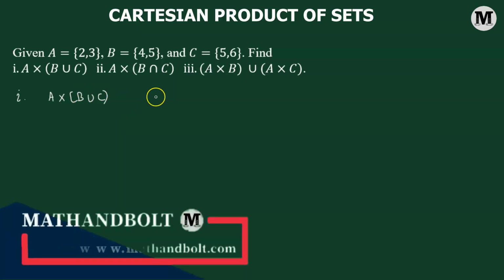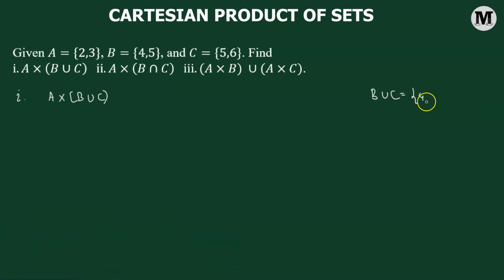So let's first try to obtain B union C. B union C is simply taking the elements that are in B or C or both. So here we have the set B containing the elements 4, 5. We'll take the union with the set C containing the elements 5, 6. So B union C is going to become 4, 5, and 6.